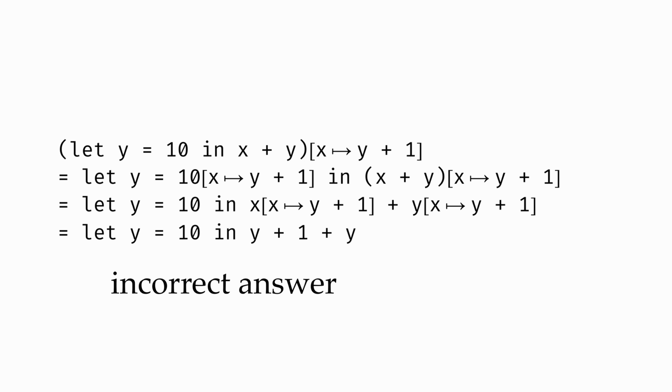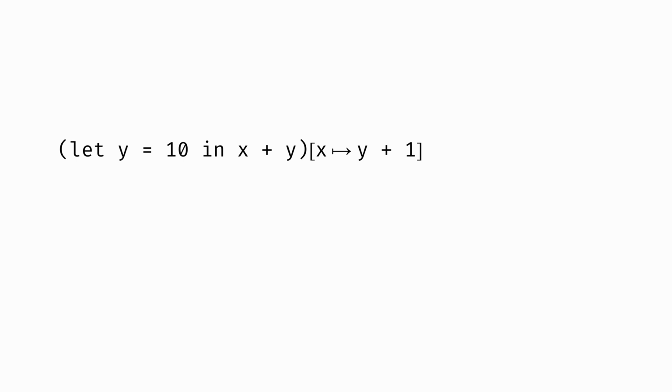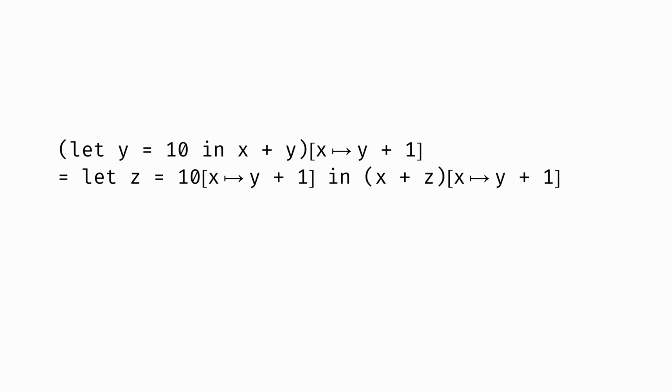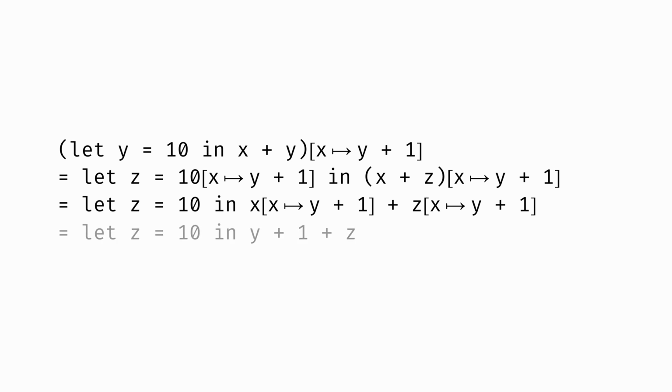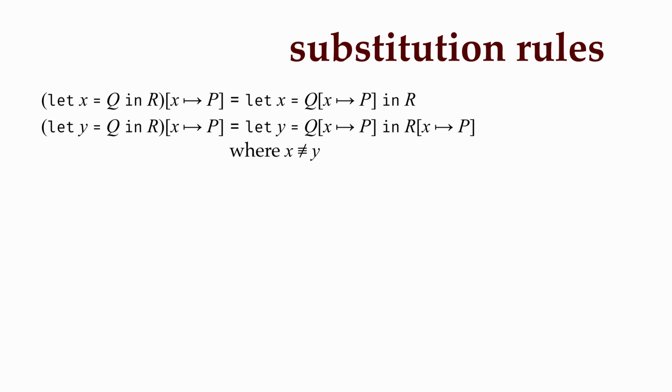The solution then is going to be to swap out the variable in the let expression for some fresh variable that hasn't been used yet. For example, we might substitute y with z and get let z equal 10 in x plus z. Then, when we perform the substitution of x with y plus 1, we get let z equal 10 in y plus 1 plus z. We've successfully performed the substitution while making sure that the variable y is still free and didn't get captured by the let expression. We can formalize that into some rules. The rule we've written already works when x and y are different variables, but only when y doesn't appear as a free variable in P.